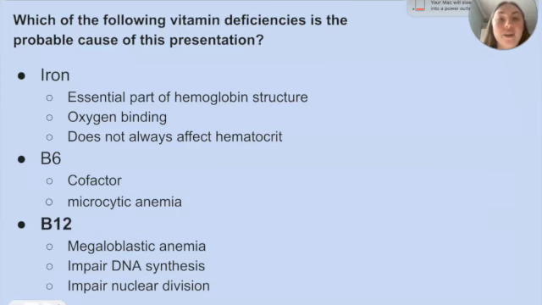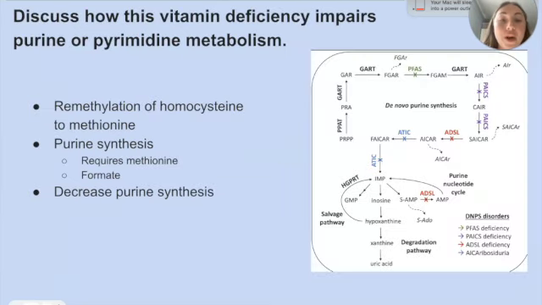Megaloblastic anemia is often caused by deficiencies in B12 and folate, two necessary cofactors for DNA synthesis. Red blood cells appear larger as there is a dysfunction in nuclear division due to impaired DNA synthesis. B12, also called cobalamin, is required for the remethylation of homocysteine to methionine and for the metabolism of methylmalonyl-CoA.